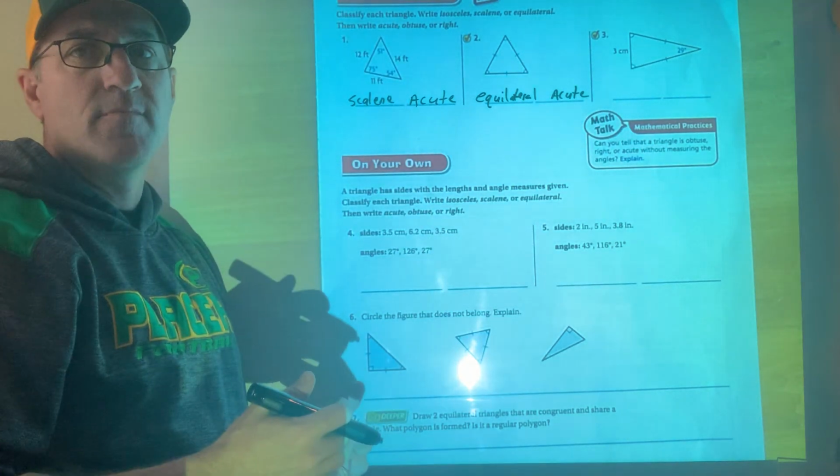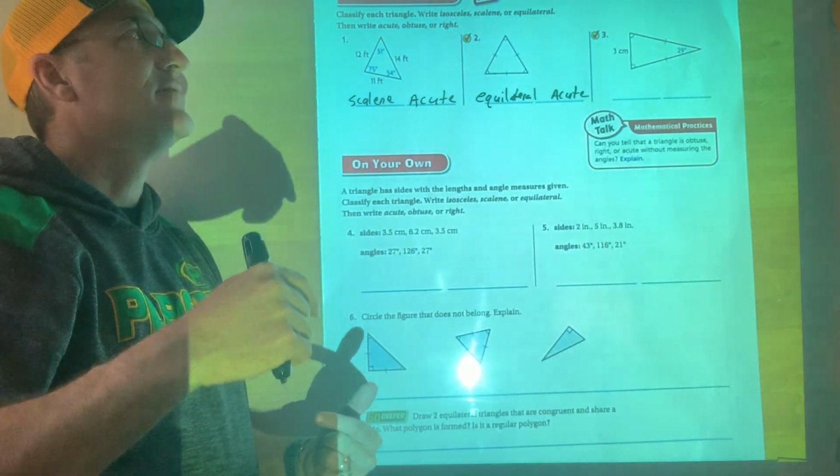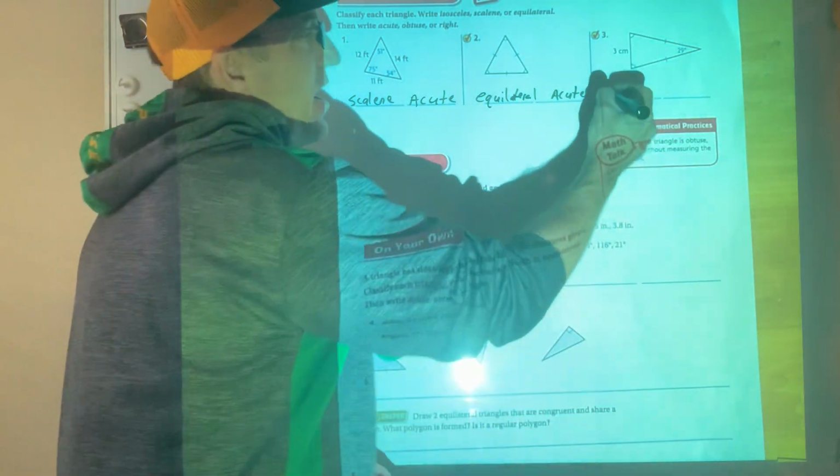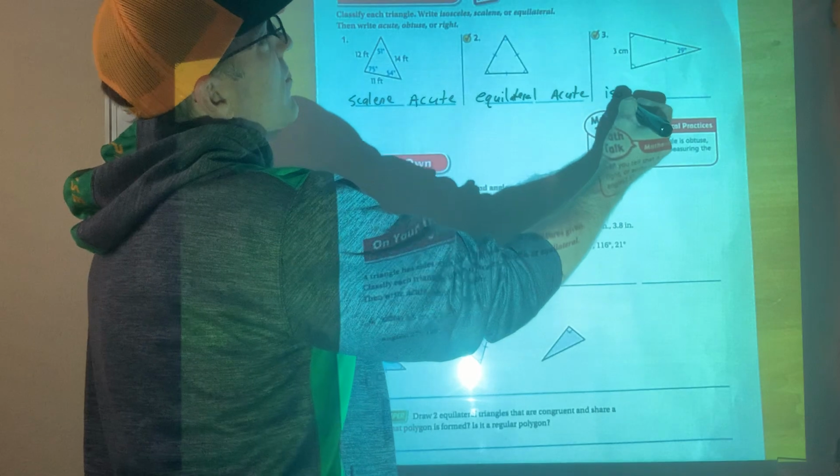All right. And of course, look at this one. How many sides are the same? 2. So that's isosceles, right? That's a really hard word to spell.